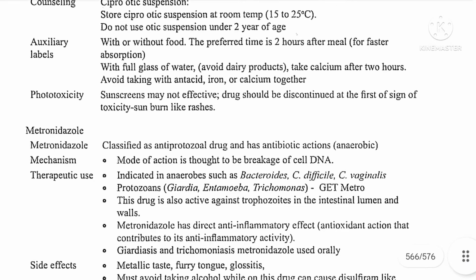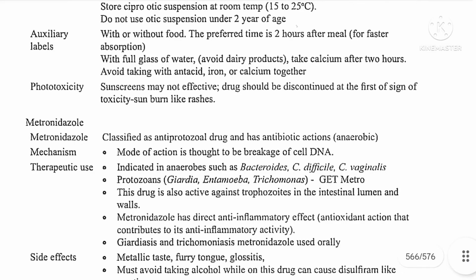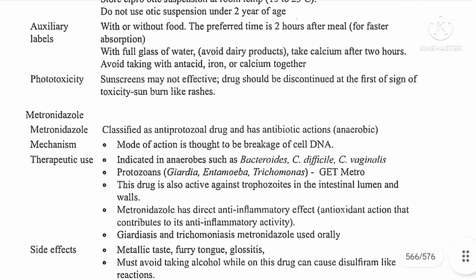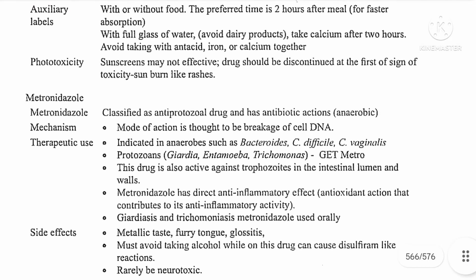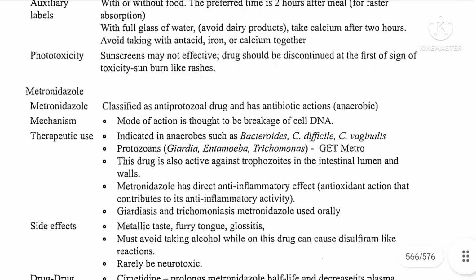Avoid taking it with an antacid, iron, and calcium together. It has a tendency toward phototoxicity, so sunscreen may not be effective. The drug should be discontinued at the first sign of toxicity, like skin burn or rashes.